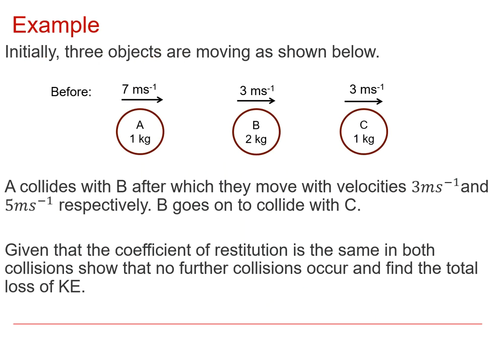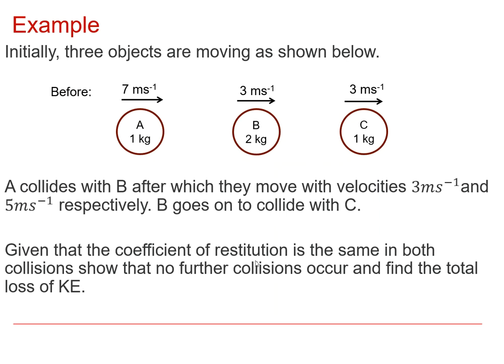Now here's a typical example of a problem involving three objects where we're considering successive collisions of these objects. Now we're given some information initially. We're given the initial velocities of the three objects, and because obviously if we look at these numbers we can see that A and B are going to collide first, we're told that after that first collision A now has a velocity of 3 meters per second, and B will have a velocity of 5 meters per second, which means that B will then go on to collide with C.